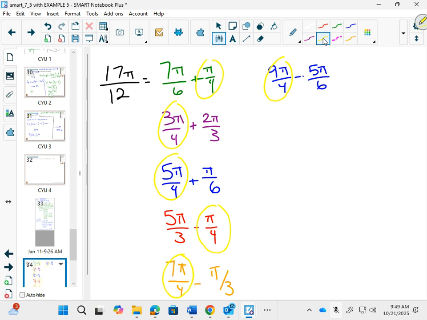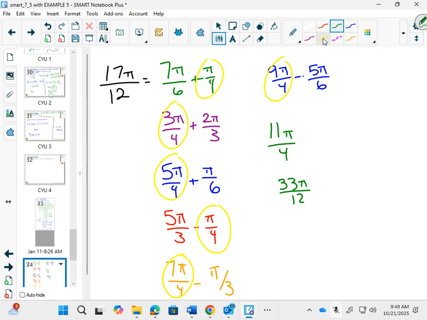Which means, if you pick a random pi over 4 that we haven't used yet, right? What's coterminal with 3 pi over 4? 11 pi over 4. Okay? So I'm going to pick 11 pi over 4, which we haven't done yet. And underneath it, I'm going to change that to, well, that would be 33 pi over 12. Agreed?